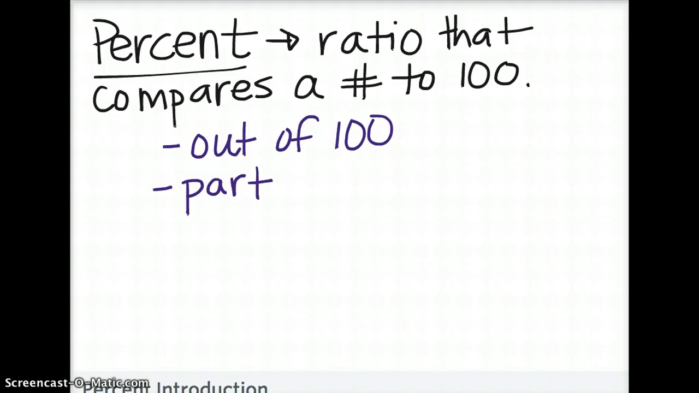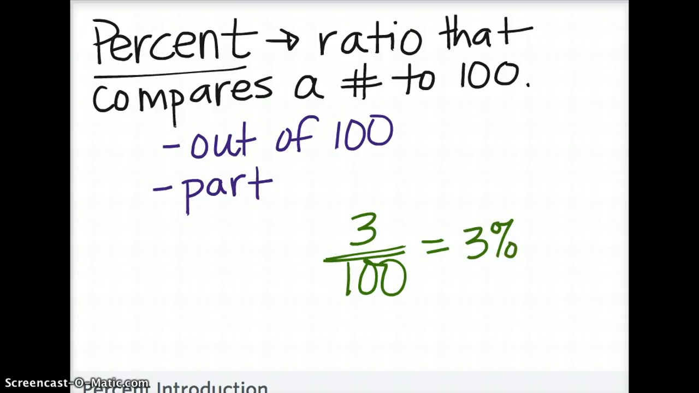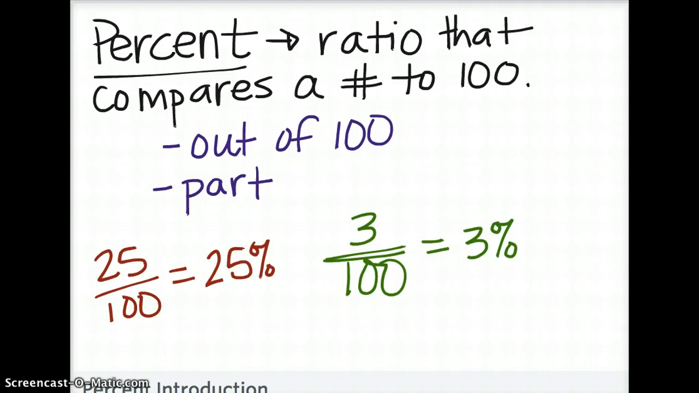So I could think like this. If I had 3 out of 100, that's a percent because it's out of 100. So it's a fraction to start with, but I can write it as a percent. It'd be 3%. I could also write 25 out of 100. Now that's a fraction to start with, but I can rewrite it as a percent. That's the same as 25% because it's out of 100. So fractions can be percents. You can always rewrite a fraction as a percent.